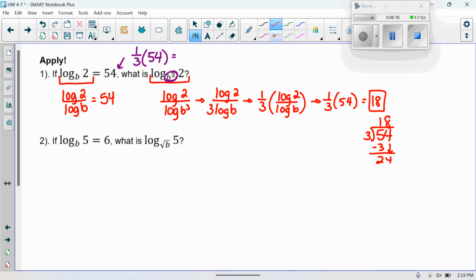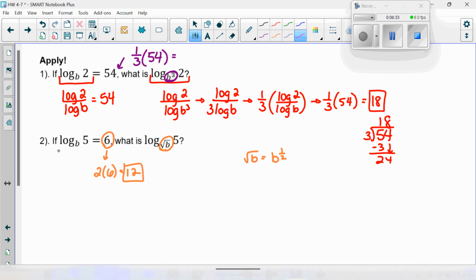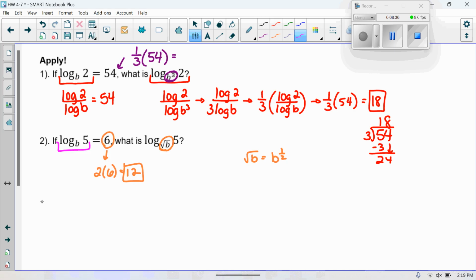So what's happening in the next one? Well, remember, radical b is technically b to the 1/2. So that means this output, the shortcut, is going to be 2 times 6, which would give us 12. But if we want to, we can prove it. So this piece here is like saying log 5 over log b is equal to 6. And then here I have log 5 over log b to the 1/2, or you can leave it as a radical.